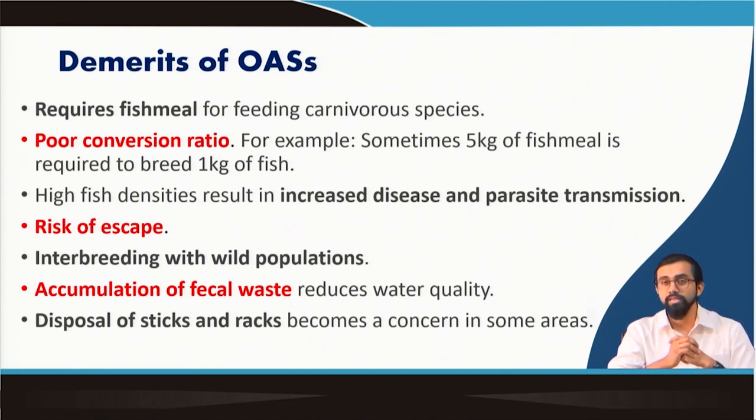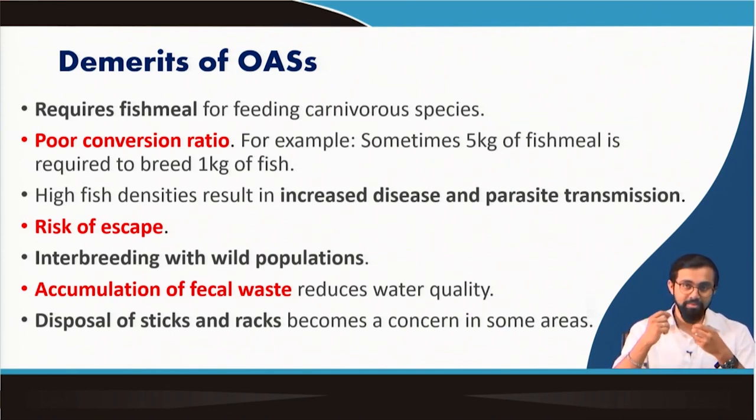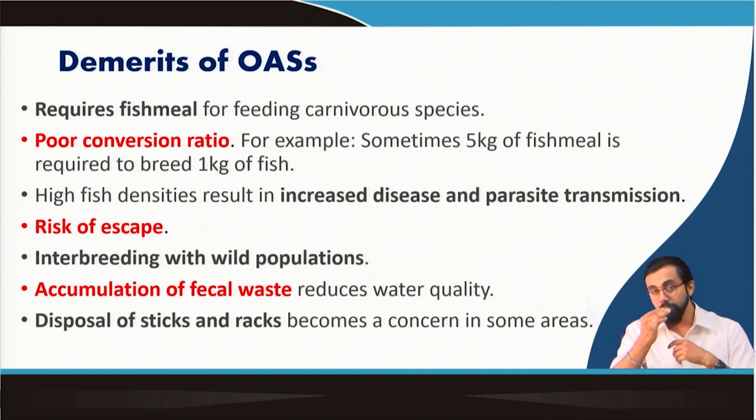Because we are utilizing it in a normal environment, to increase the yield we may sometimes go for intensive aquaculture practices in this kind of OAS. There is a risk of escape. If by any natural calamity or predators the netting material, the mesh, gets torn apart or broken, what will happen? There is a chance of huge economic loss. A whole school of fish can escape through it, and it can cost us a lot of economic disadvantage.